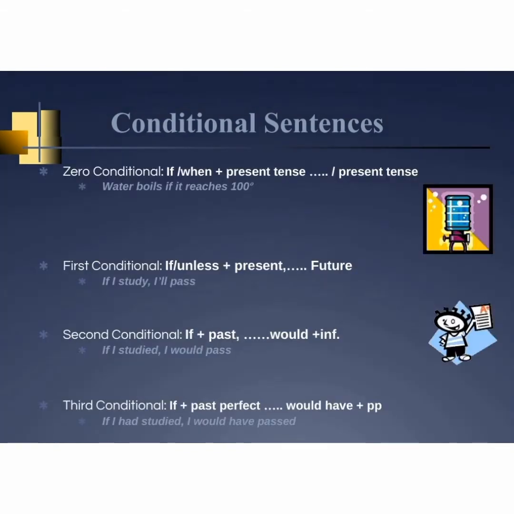Zero conditional: if or when plus present tense. Water boils if it reaches 100 degrees. First conditional: if or unless plus present, future. If I study, I'll pass. Second conditional: if plus past, would plus infinitive. If I studied, I would pass. Third conditional: if plus past perfect, would have plus past participle. If I had studied, I would have passed.